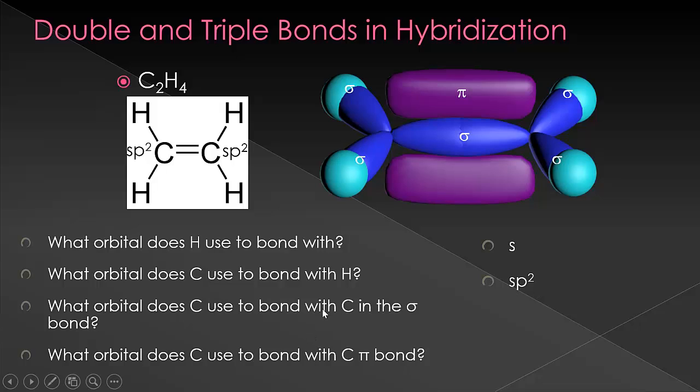Now, what does carbon use to bond to carbon in the sigma bond? So carbon is bonding to the other carbon in two different ways. It's doing it by using a sigma bond, and it has a pi bond. So for the sigma bond part, these are going to overlap, and so the sp2 orbitals are overlapping. But when we move to go on to the pi bond between the two carbons, now each carbon has its own leftover p orbital, which are going to merge to form this two-lobed pi bond. Okay, so that takes care of our double bond.